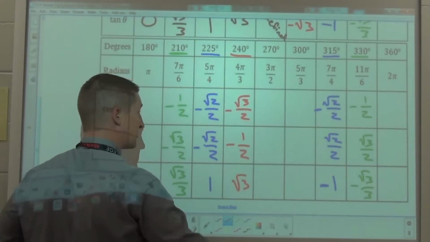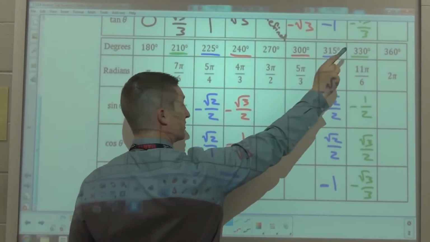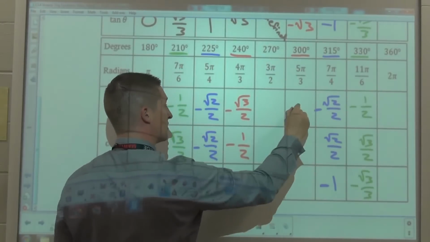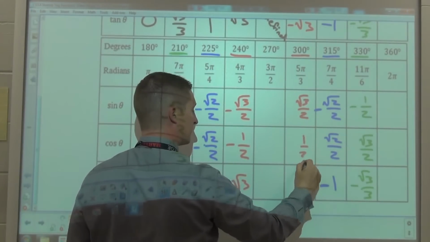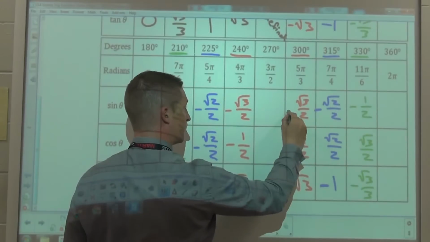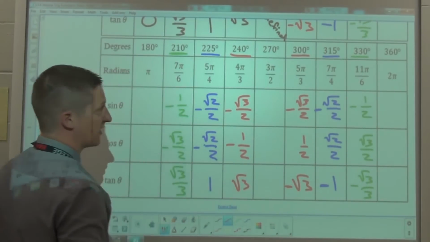And the last one of these, with a reference angle issue, we've got 300 degrees matches with 240, because 300 is 60 short of 360. So we're going to have square root of 3 over 2, 1/2, square root of 3, negative sine, positive cosine, negative tangent. So that takes care of all of our reference angles.